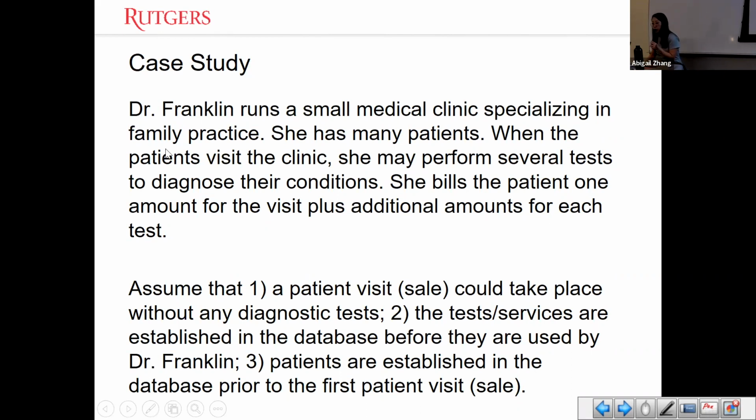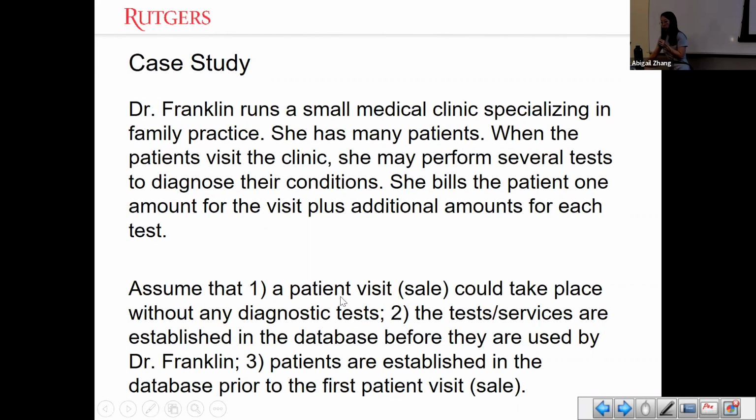Dr. Franklin runs a small clinic specializing in family practice. She has many patients, and when the patients visit the clinic, she may perform several tests to diagnose their conditions, and she bills the patient one amount for the visit plus additional amounts for each test.